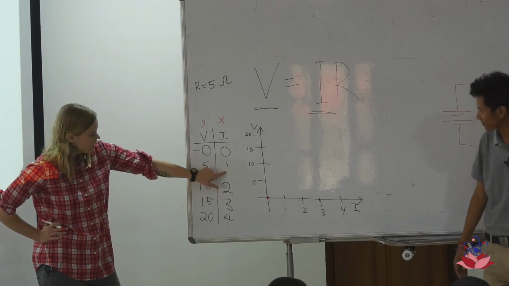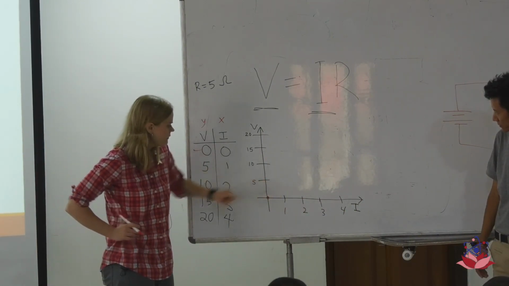So I'm going to have 1 horizontally and then 5 vertically.